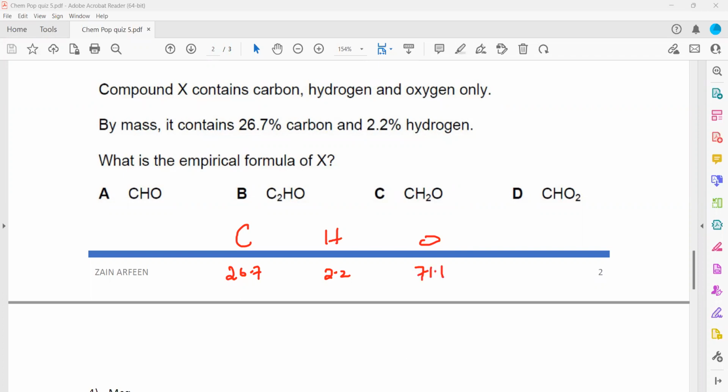Now after getting the oxygen, we divide by atomic mass. The first step is to divide by atomic mass. So the atomic mass of carbon is 12, hydrogen is 1, and oxygen is 16. So 26.7 divided by 12 equals 2.225. This will be 2.2, and this will be 71.1 divided by 16, that is 4.44. Then we divide by the smallest value in the combination.